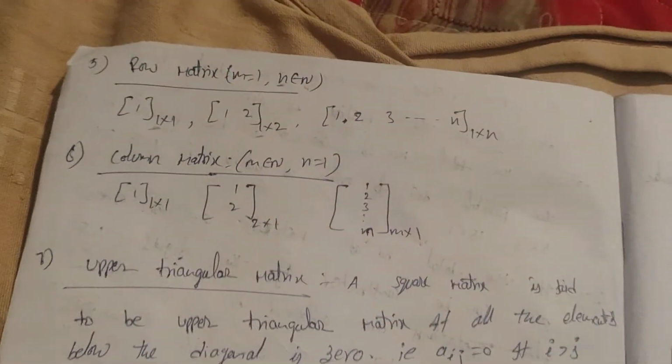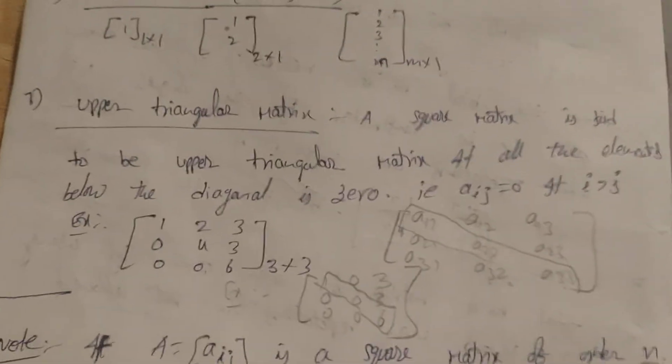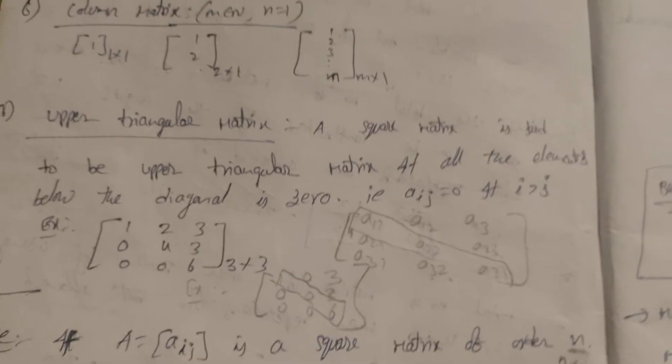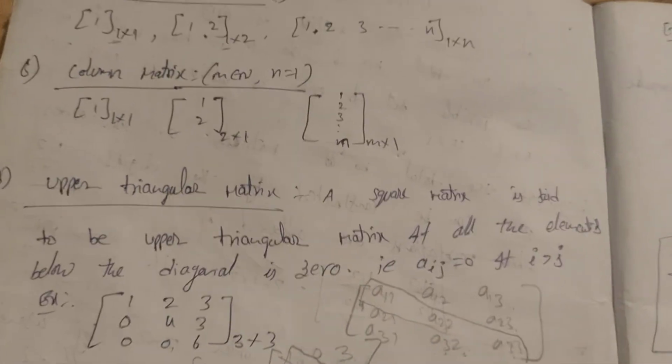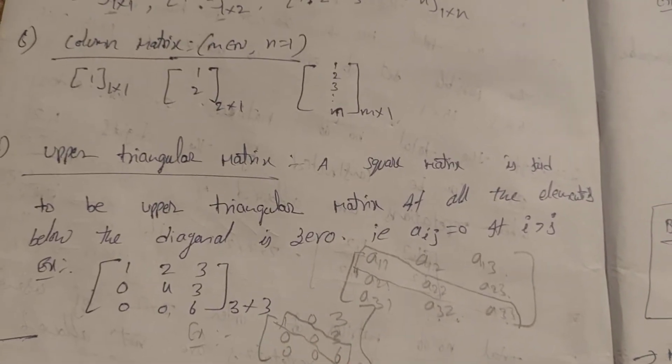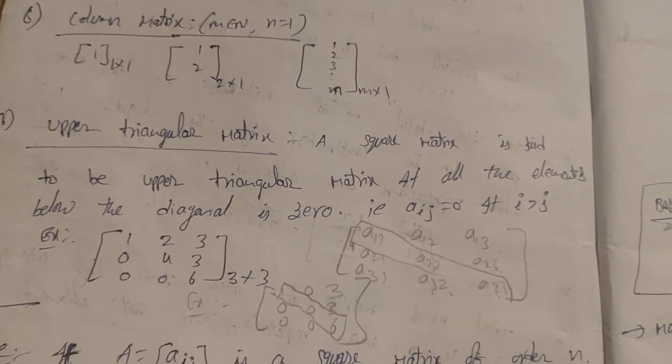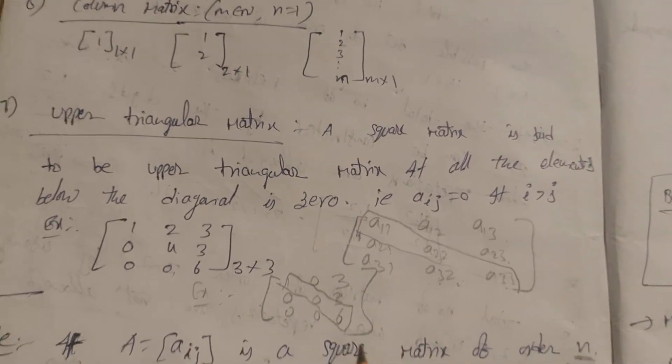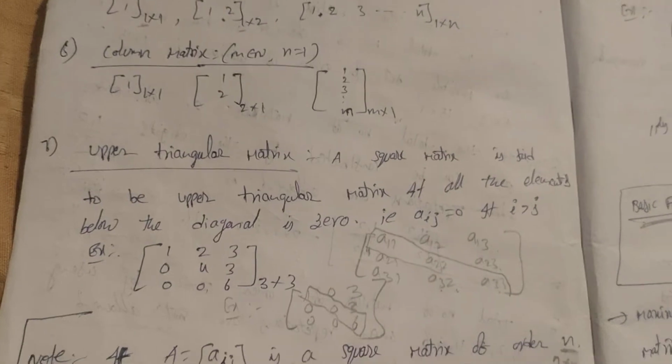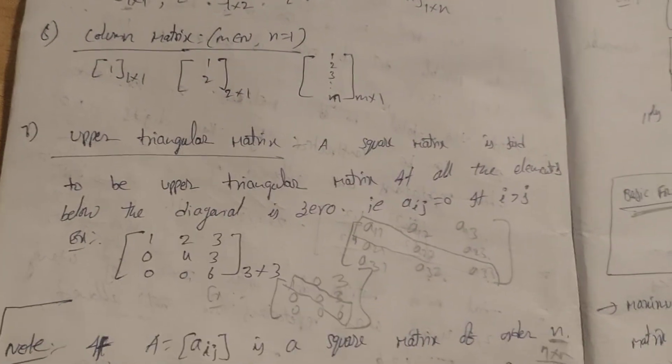So, row matrix, column matrix. These definitions are very important, because in questions they may ask using the names column matrix, row matrix, or horizontal matrix. They may ask using those words also. So you should remember the types of matrices.